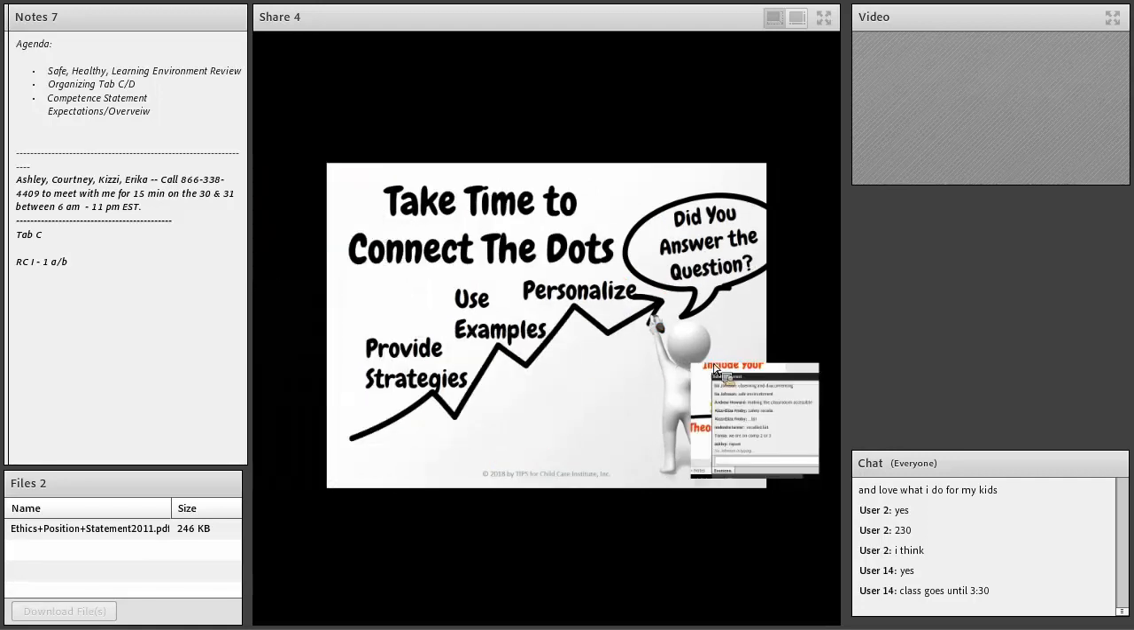Take time to connect the dots. I'm sorry, this little thing is driving me crazy. Take time to connect the dots. Provide strategies, use examples, and personalize your statements. Make sure that you're using I statements.